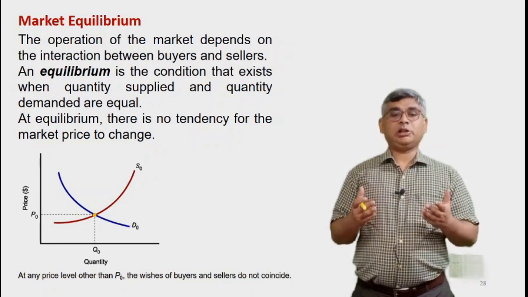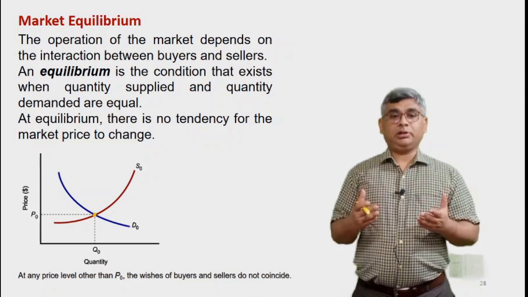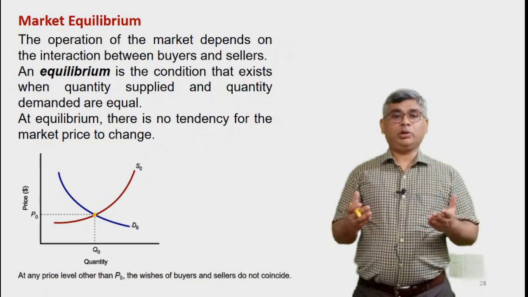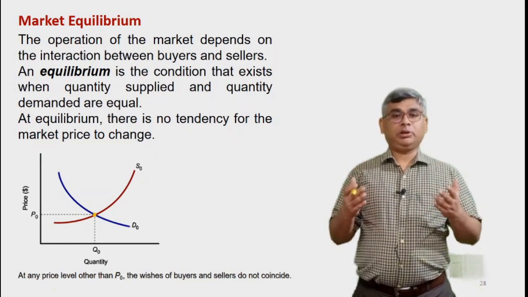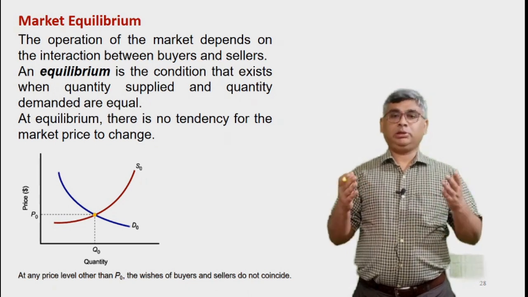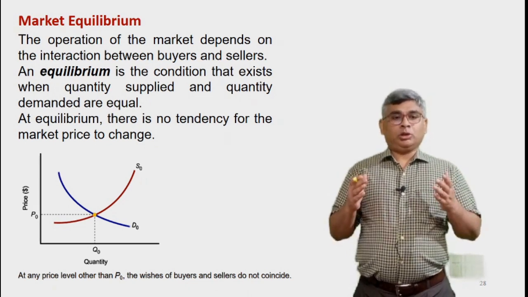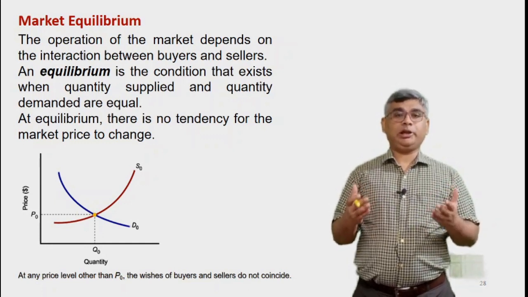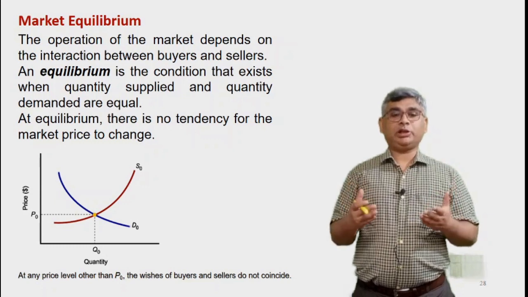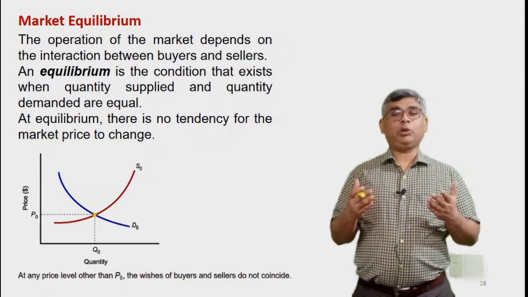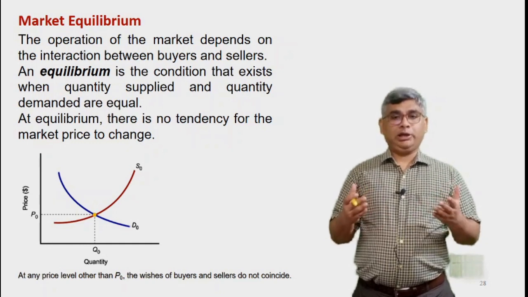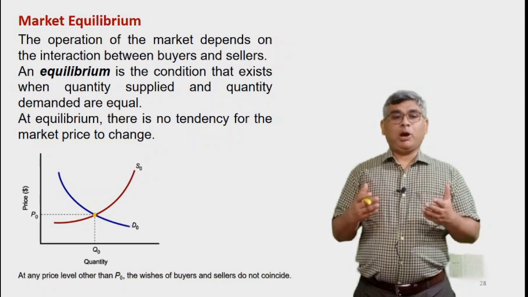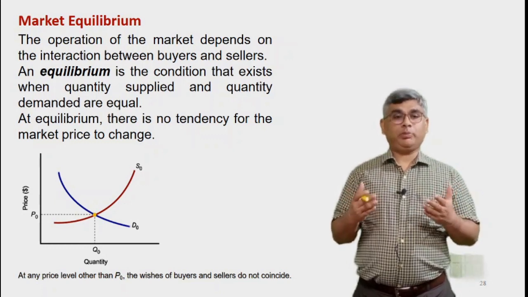Today, in this lecture, we will try to understand how market equilibrium is automatically restored when there is a mismatch between the supply and the demand. Just to recall, the point at which the supply and the demand curves intersect is what we call the equilibrium point. Under an ideal situation, under a perfect competition type of market, the market should operate at this equilibrium point.